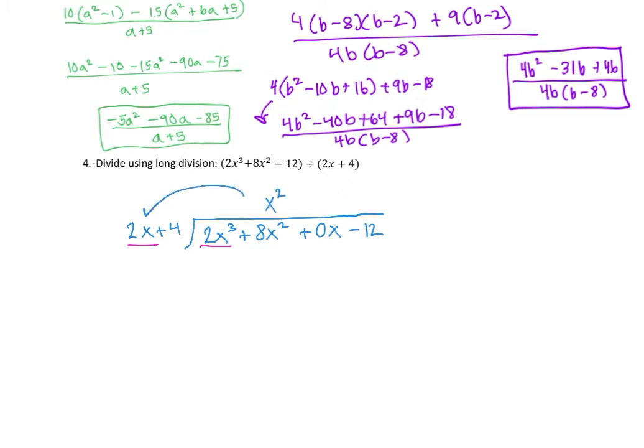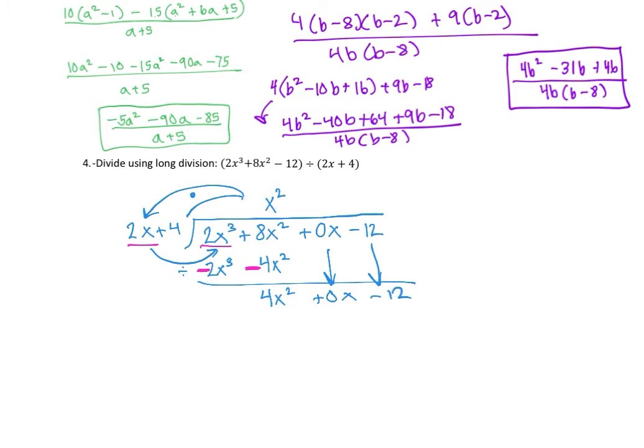Then we're going to multiply. So first we divide, then we multiply. So x squared times 2x is 2x cubed, and x squared times 4 is 4x squared. Then we change each thing's sign, so anything that's a negative becomes positive, anything that's positive becomes negative. Okay, 8x squared minus 4x squared is 4x squared plus 0x minus 12.